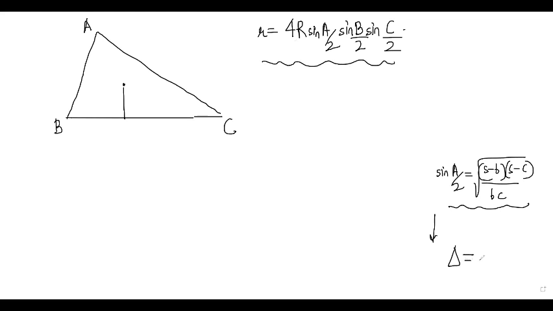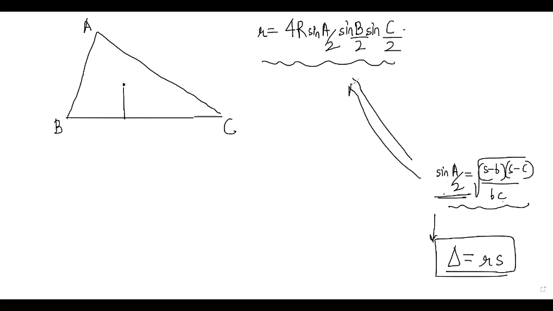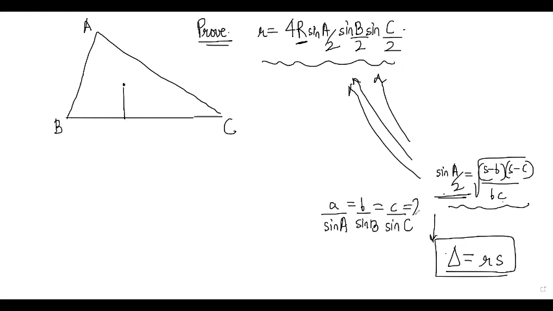And you have to eventually use this also: delta is equal to RS. So sine A by 2, sine B by 2, sine C by 2, you can put those formulas here, and delta is equal to RS. So then you might be able to prove this after some manipulations. Capital R is the circumradius. And you will have to use sine rule also somewhere, I think: A by sine A is equal to B by sine B is equal to C by sine C is equal to 2 capital R.